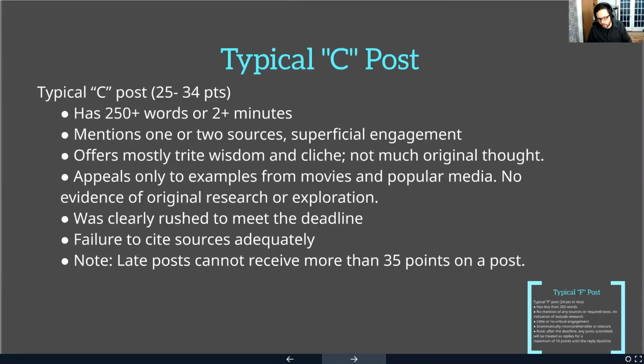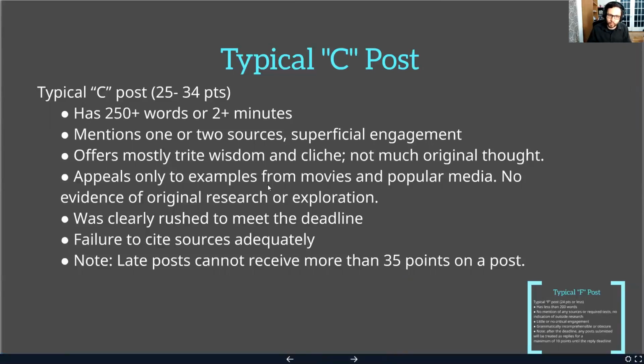C-level work is posting around 250, 300 words, below B-level work. Maybe you mention a few sources, but you're not really deeply engaged with them. You don't quote anything. You don't use any terminology from this post. You just mention the author. That's kind of superficial engagement.